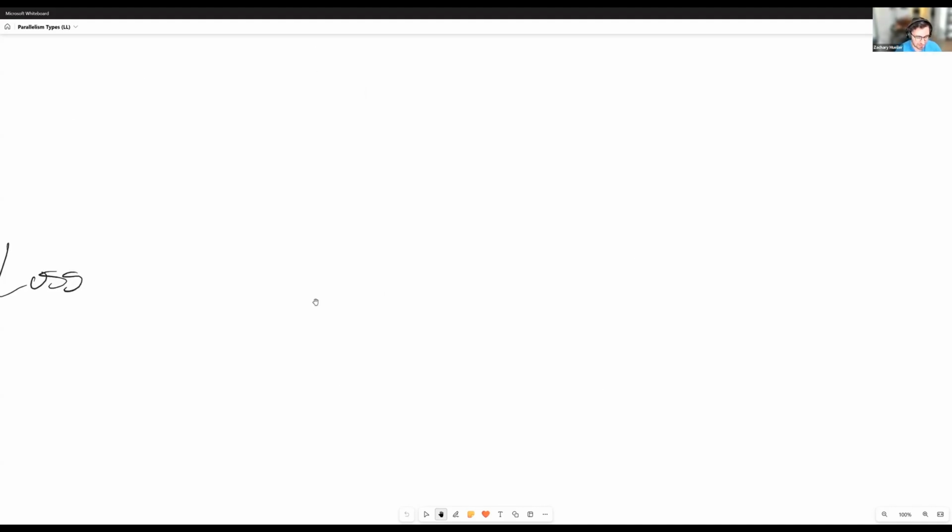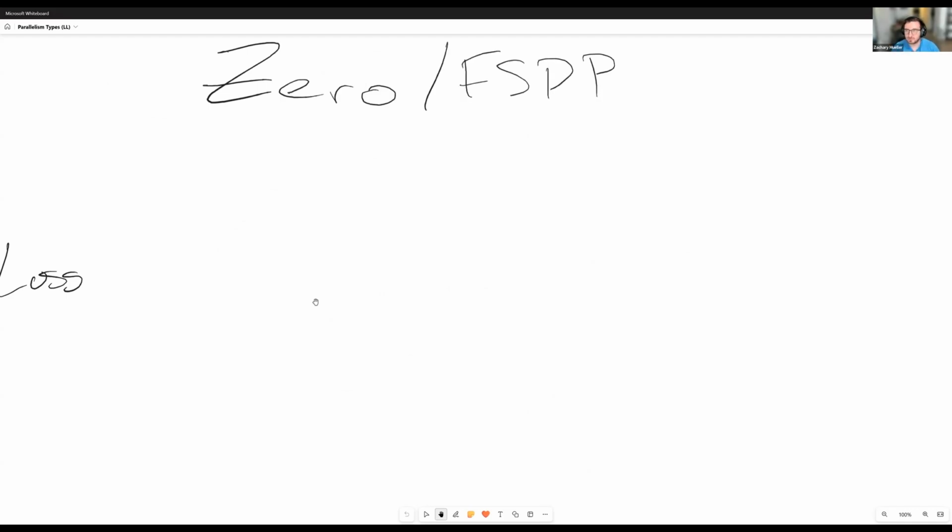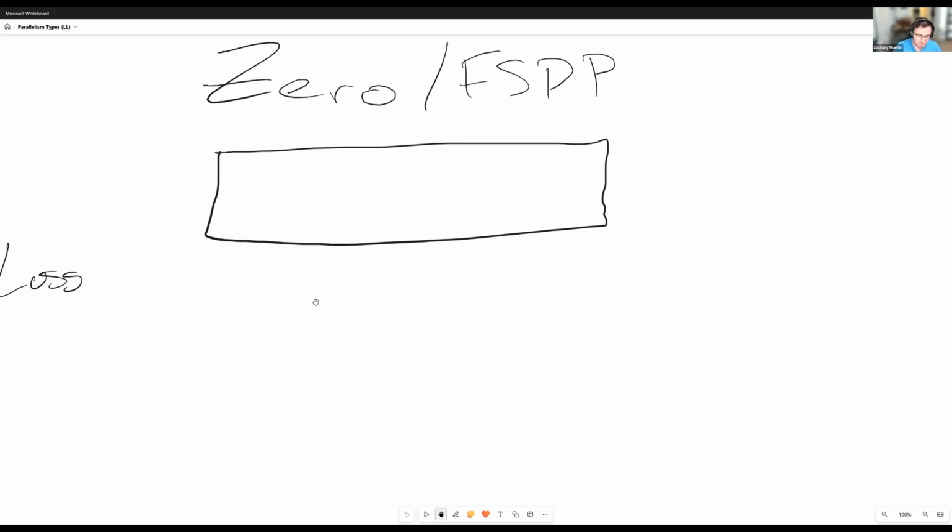So the next level that we have is ZeRO, or FSDP. Now, ZeRO and FSDP strictly aim to take your model and have it fit better in memory. So let's take our model again, for instance. And let's say that the model weights are about, we'll say 12 gigabytes. So in half precision, 12 gigabytes total for the weights.